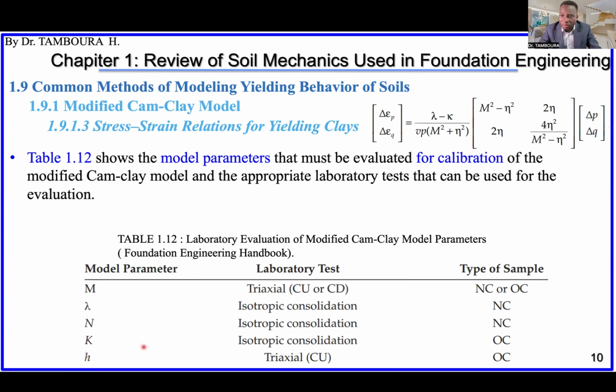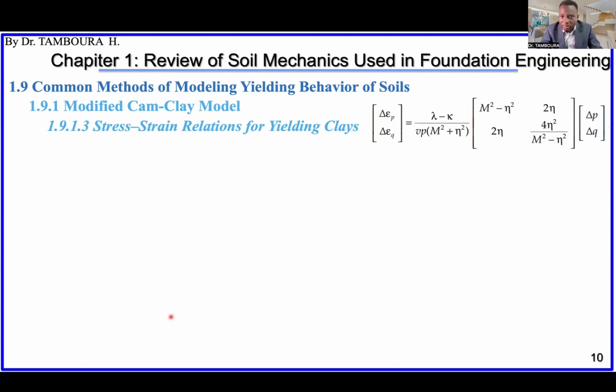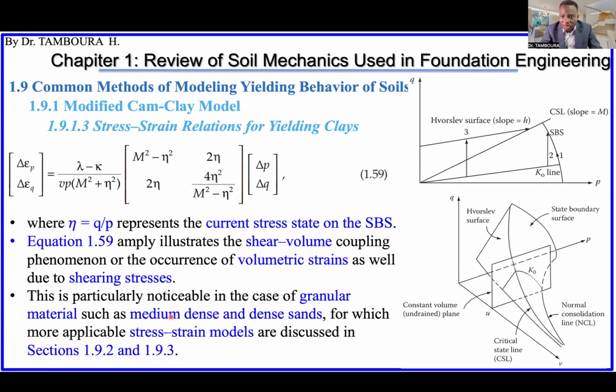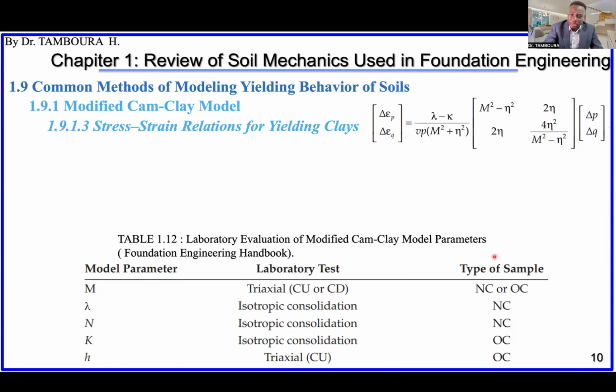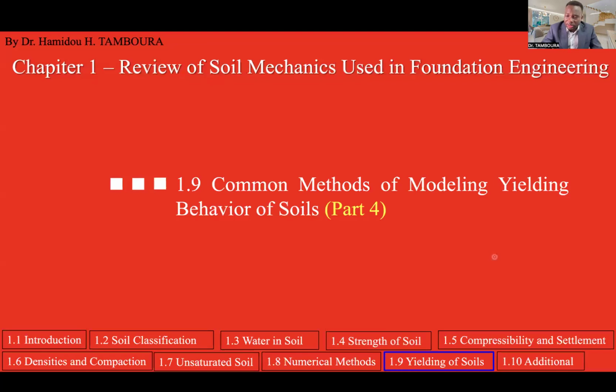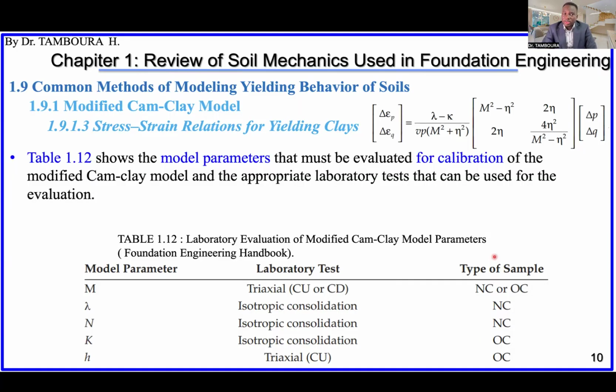H is just the slope of the, let me go back a little bit to show you. Yeah, this is H. See, this slope, or here, the slope of this surface. So anyway, before using the clay model in your numerical analysis, you need these parameters for calibration. Okay. So that will be the end of this modified clay model.